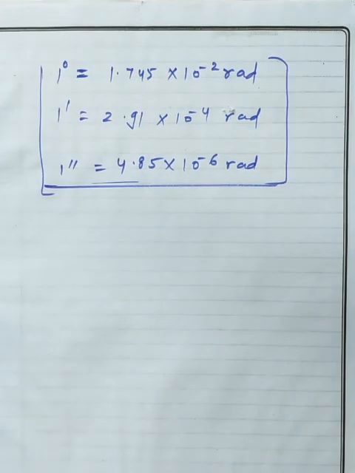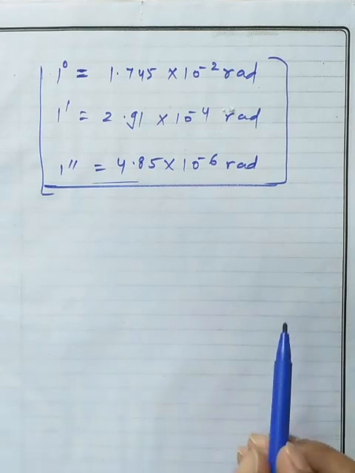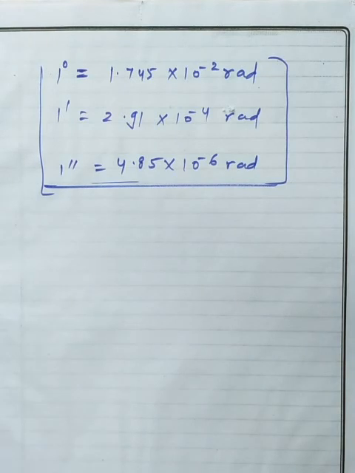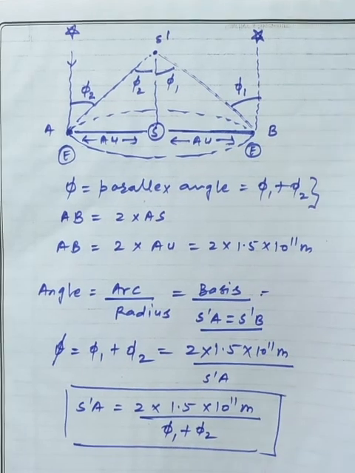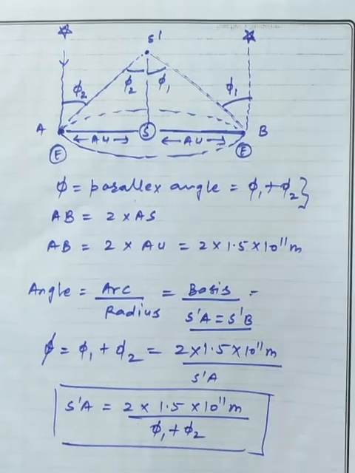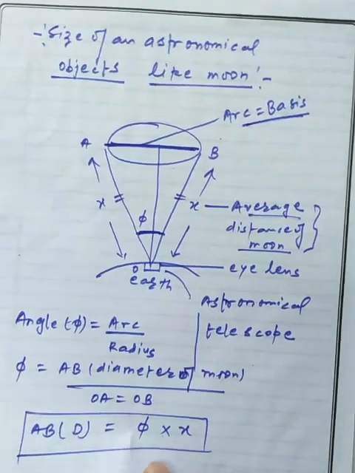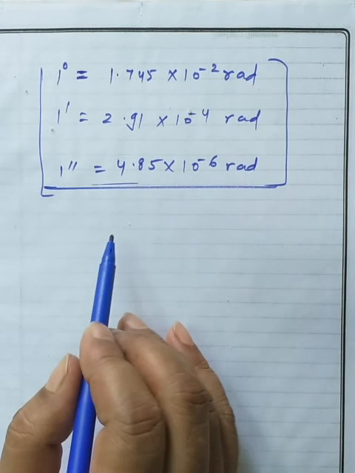So dear students, today we have learned about the topic of parallax. First we discussed parallax, then the parallax angle, then we calculated the distance of a nearby star, which has a distance of less than 100 light years. Then we estimated the size of an astronomical object like the moon, and then we went through some values of the angle.